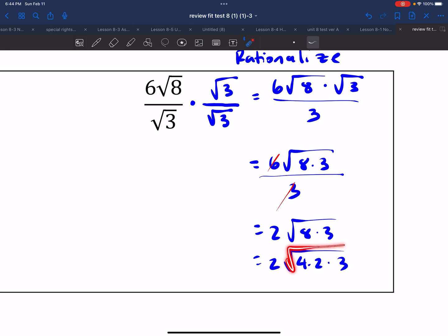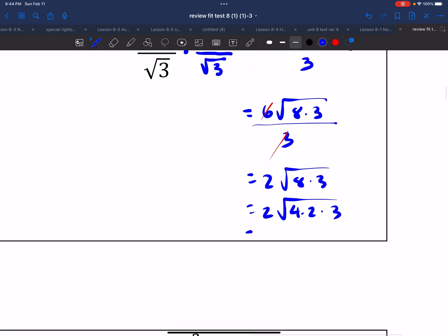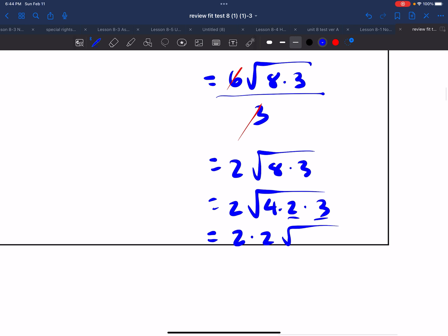Look at that. We have the square root of 4, which is essentially 2, right? So 2 is going to go outside of the radical, and what remains inside the square root are 2 and 3. So your answer is 4 root 6. That's your answer.